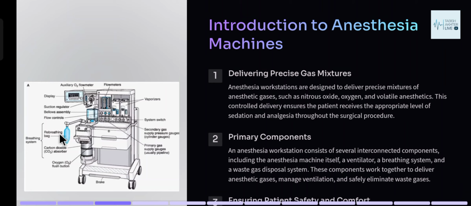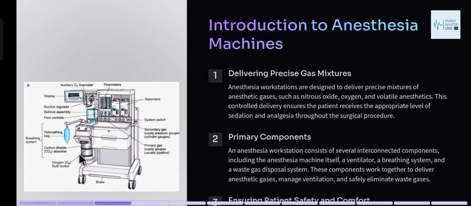9. Rebreathing bag. A flexible bag used in the breathing circuit that allows the patient to rebreathe some of the exhaled gases mixed with fresh gas. This helps to conserve anesthetic gases and maintain respiratory function. 10. Carbon dioxide, CO2 absorber. A device containing chemicals that absorb CO2 from the exhaled gases in a rebreathing system, allowing the cleaned gas to be reused in the breathing circuit.